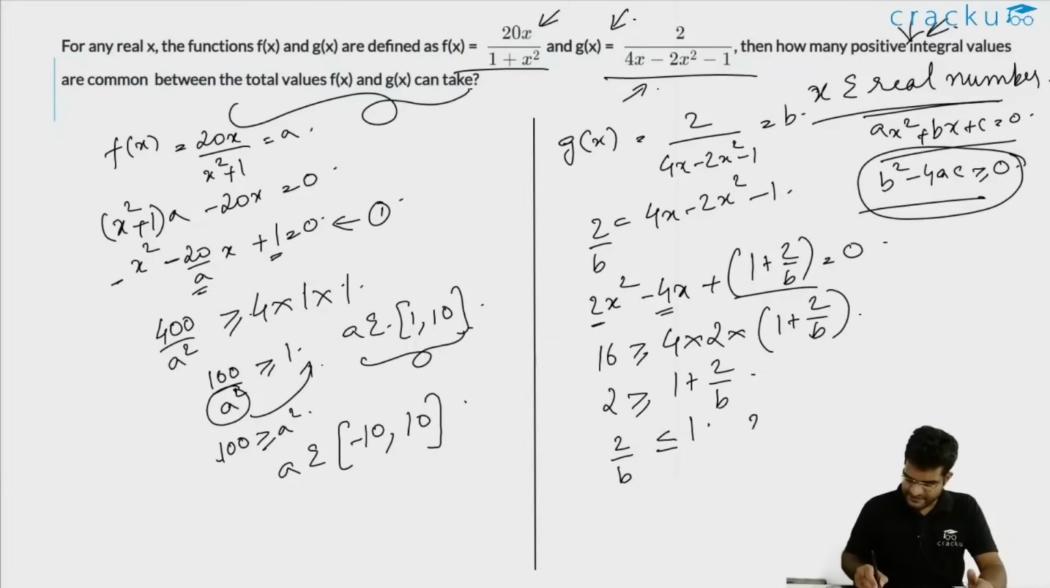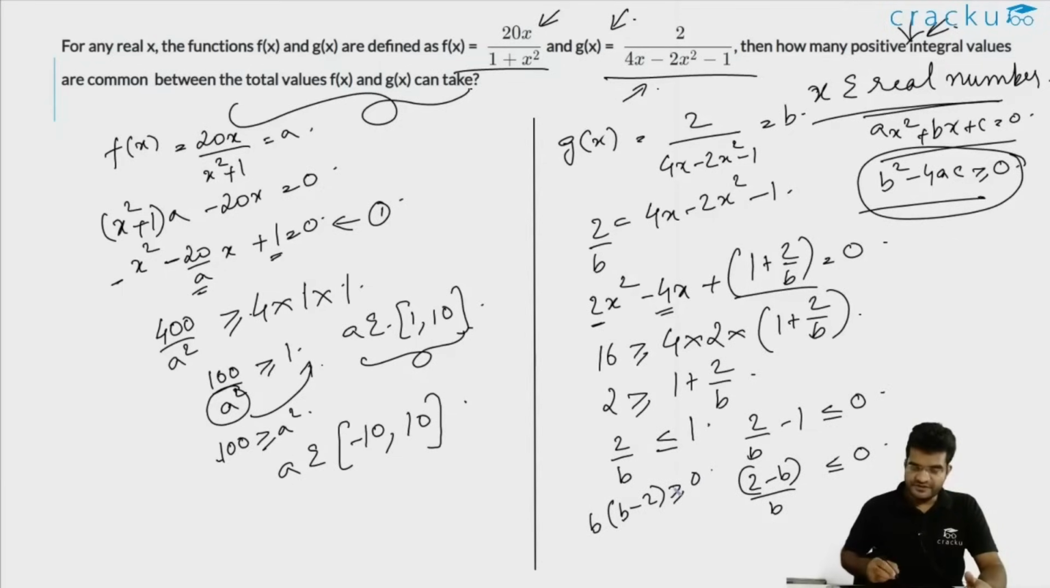For example, in this case it will be 2 by b minus 1 is less than or equal to 0, or 2 minus b by b is less than or equal to 0, or b into b minus 2 is greater than or equal to 0. What this would imply is b has to be either less than or equal to 0 or b has to be greater than or equal to 2. Now therefore we are not concerned with the less than or equal to 0 part, we are only concerned with the greater than or equal to 2 part.